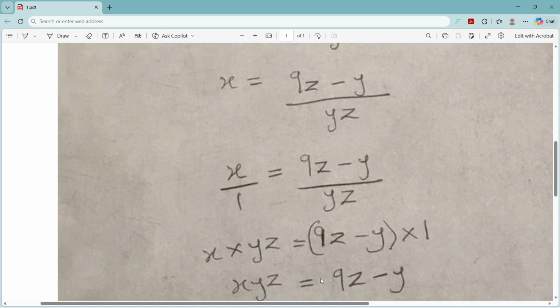So we have our new equation to be xyz equals 9z minus y, right? So the like terms here are xyz and 9z. But here we have a negative y, which doesn't have a like term as z. So we make y the subject rather.